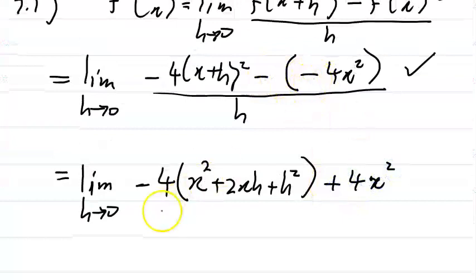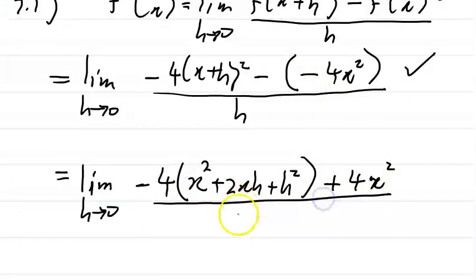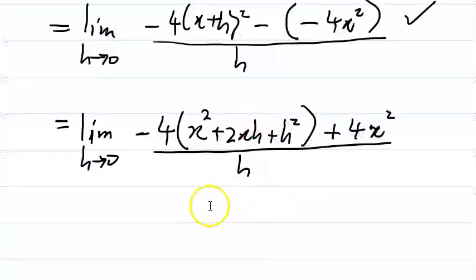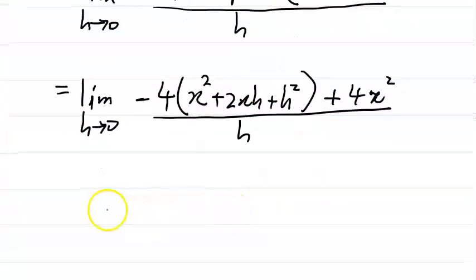So minus times minus is plus, and now that's going to be all over h. Okay, so we're still under the simplification now. Then our next step will be to open out these brackets. Always check your work. Always check to see that you are on the right path here.